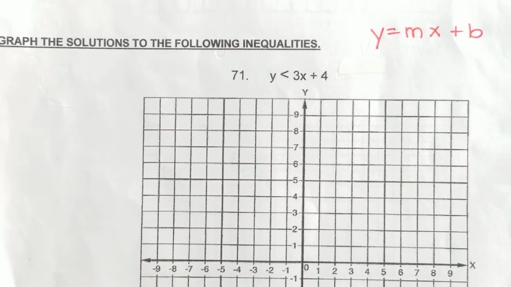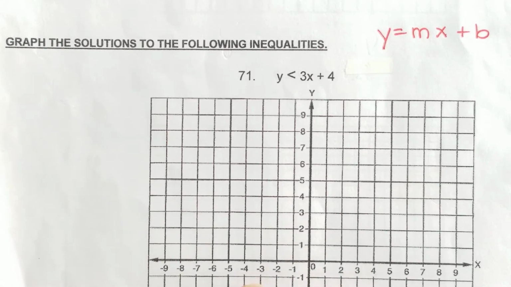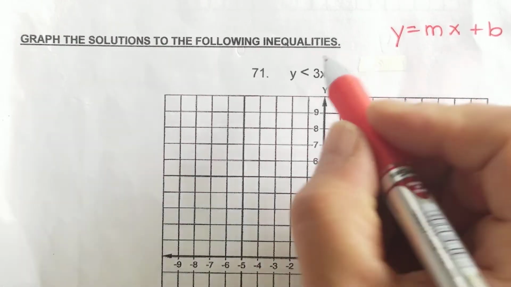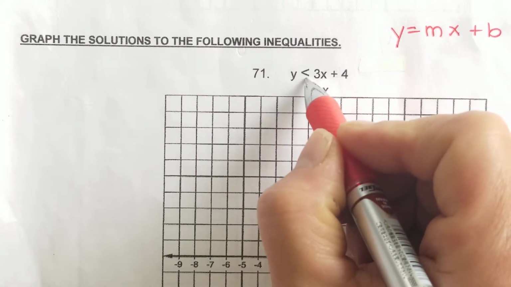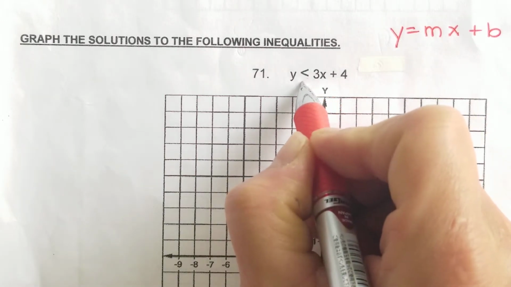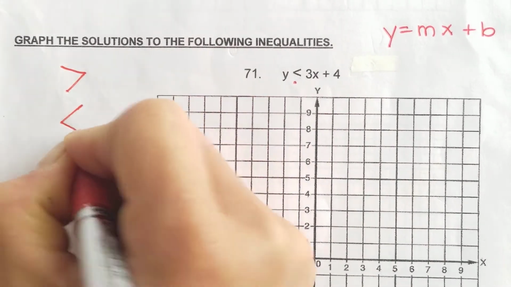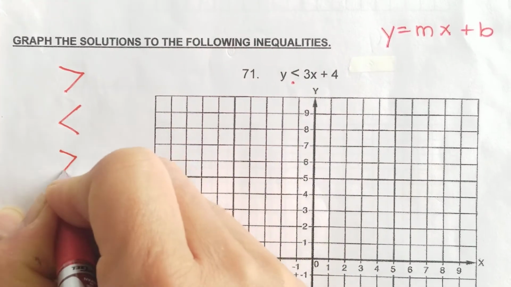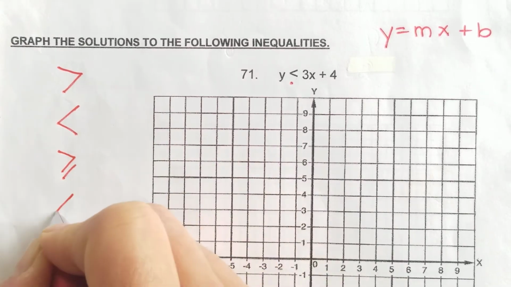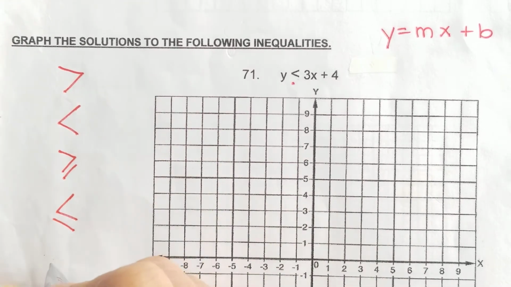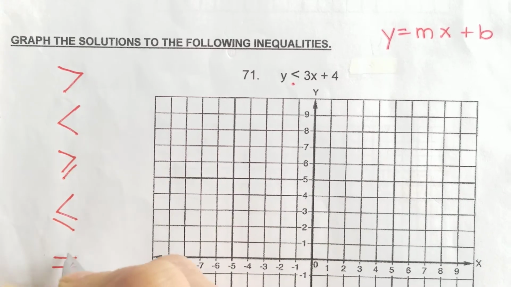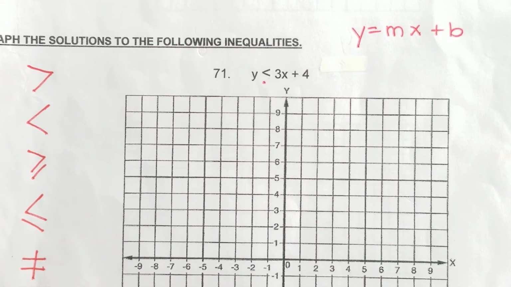Let's look at number 71. We will be graphing inequalities. So remember, when you're graphing a line and you're working with inequalities, you're working with greater than, less than, greater than or equal to, less than or equal to, and also is not equal to.